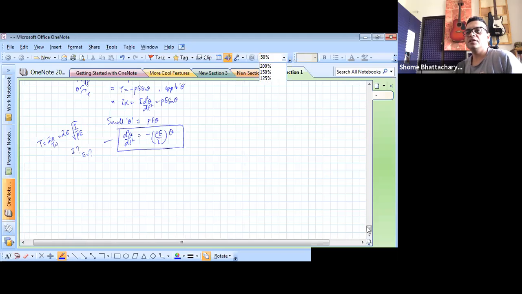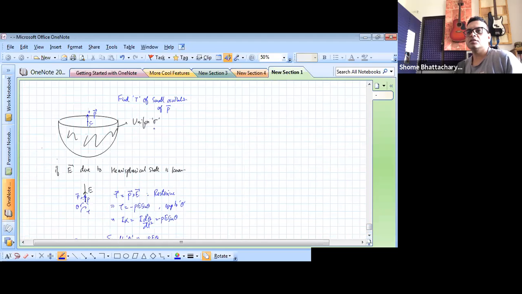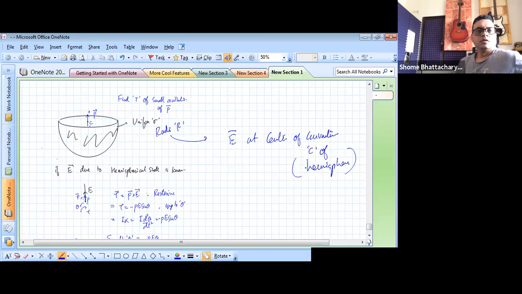So let's start by calculating the electric field due to the hemisphere, which is like this. Hemisphere is sigma and radius R. So start by finding electric field at the center of curvature C of the hemisphere. And the moment of inertia of the dipole is also given as I. So moment of inertia I, that is also given. So we only have to calculate this.